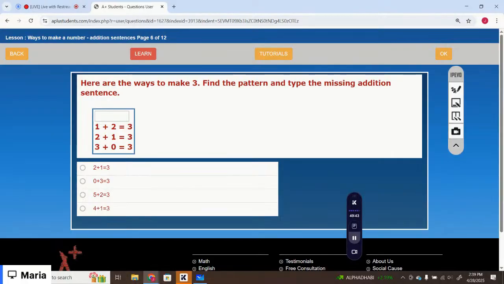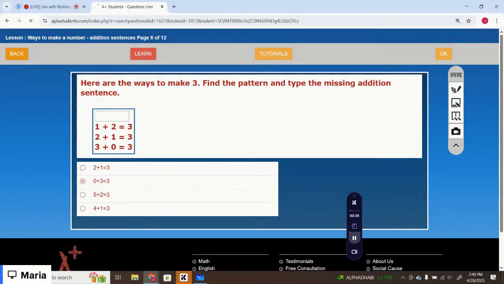Here are the ways to make 3. Find the pattern and type the missing addition sentence. That is 0 plus 3 is 3. Option number 2 is the correct option. Okay, you can complete the lesson by yourself here today.